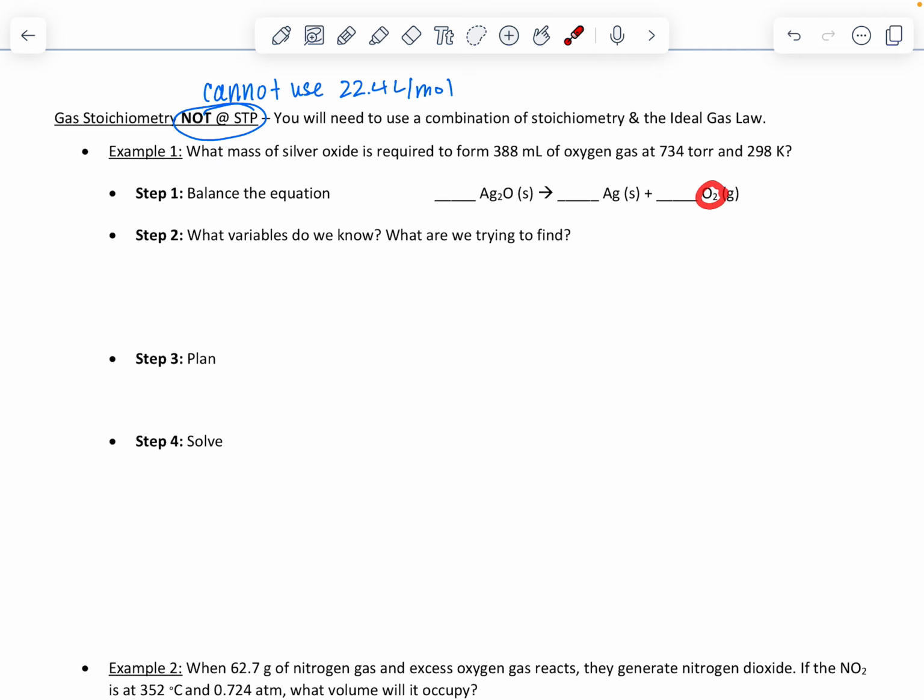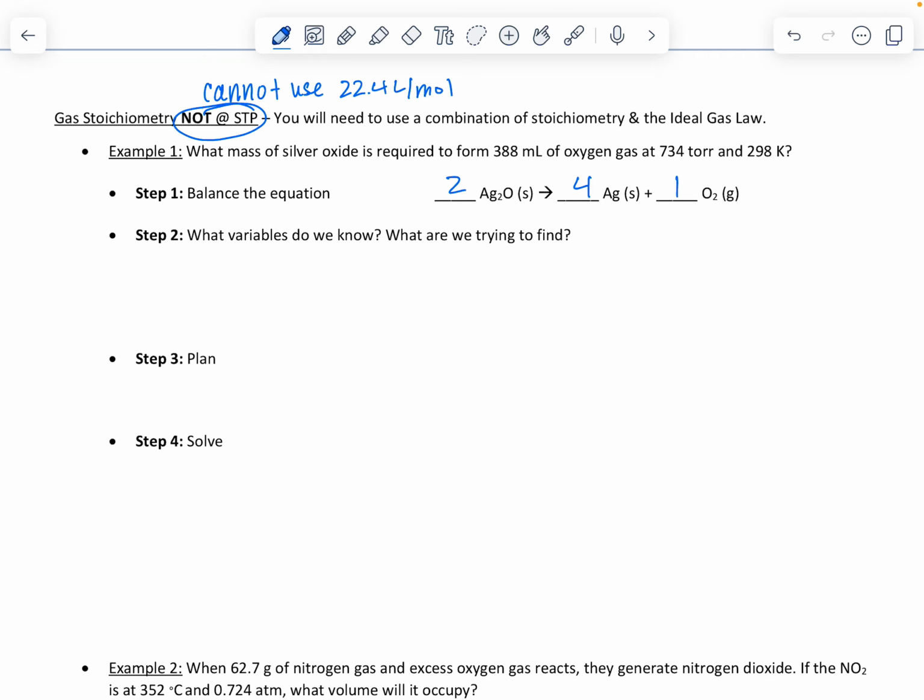Here I have two oxygens, but in the reactants I only have one, and so we're going to need to double silver oxide. So this is going to be a 1, and then here you can see I've got 2 times 2, I have 4 silvers, and so this is going to need to be a 4. All right, so now that the equation is balanced, our coefficients are 2, 4, 1.